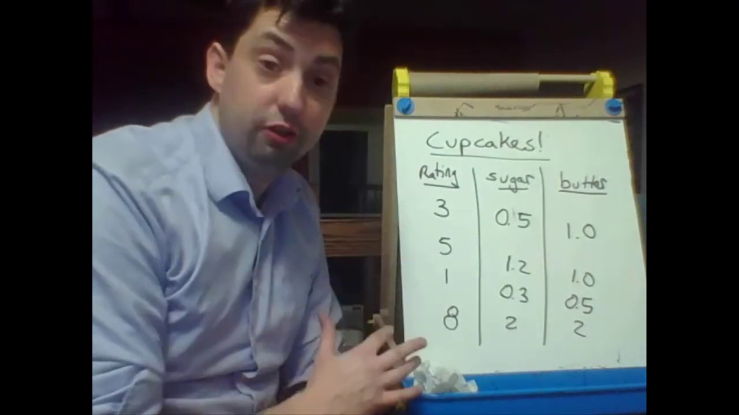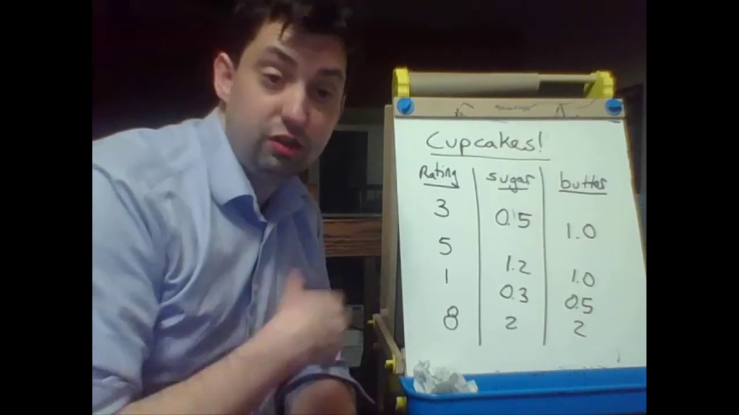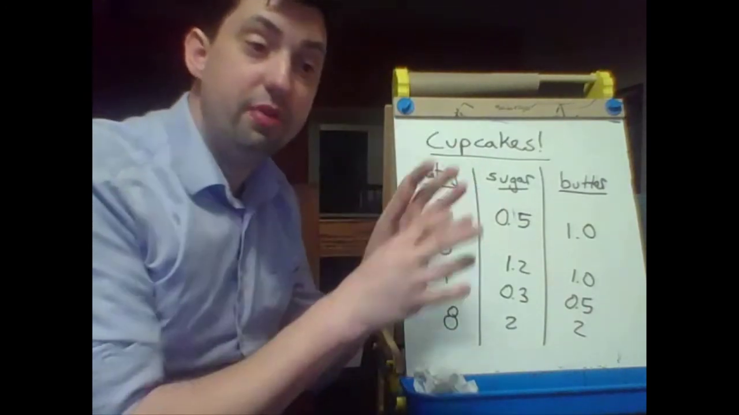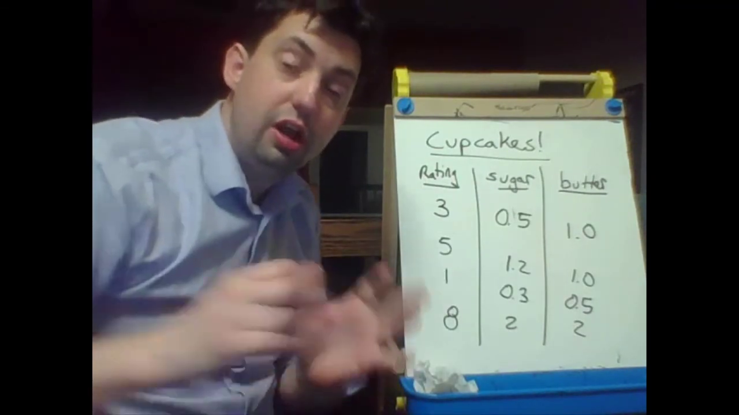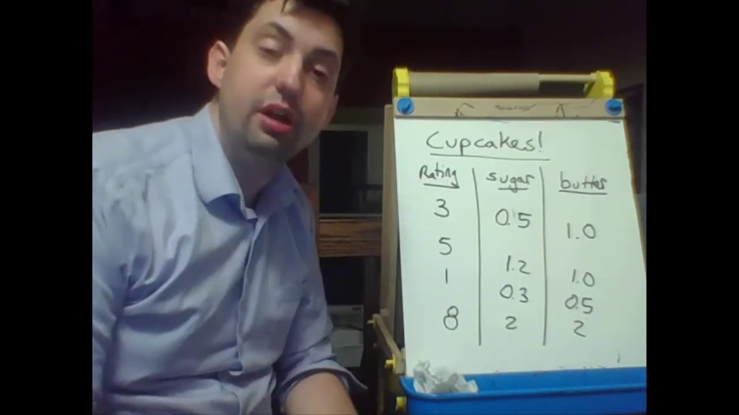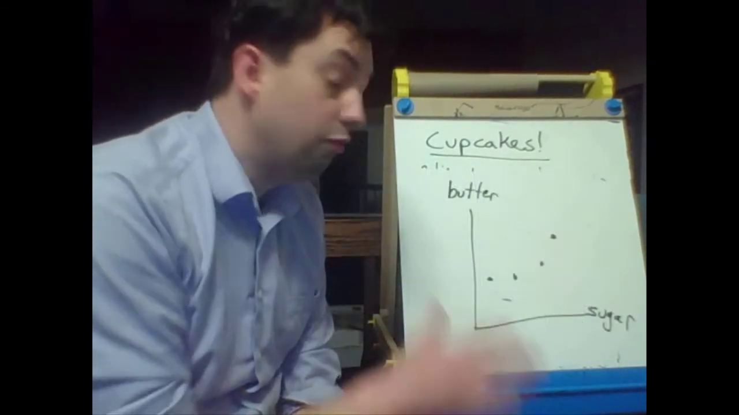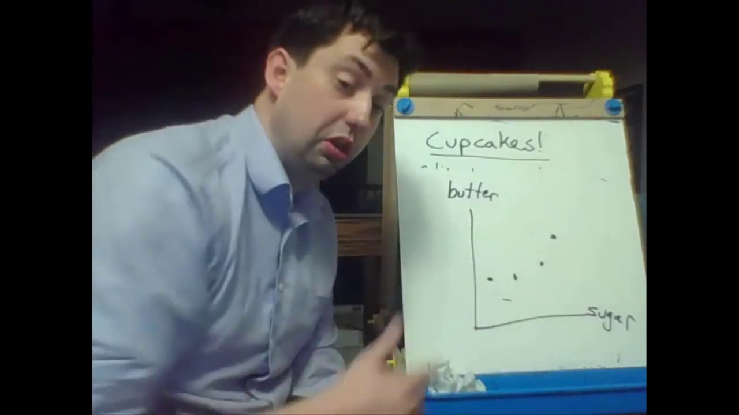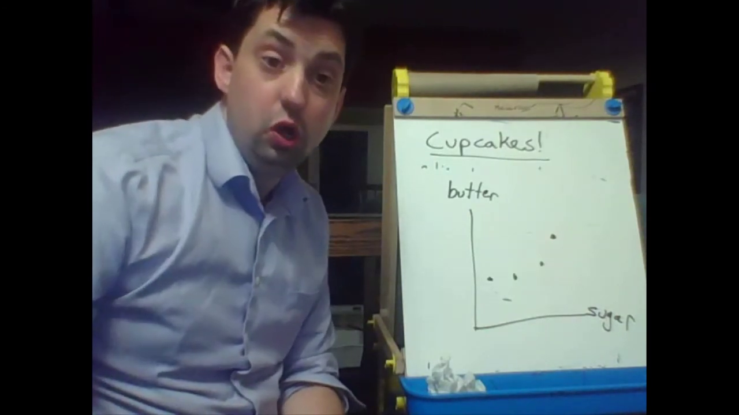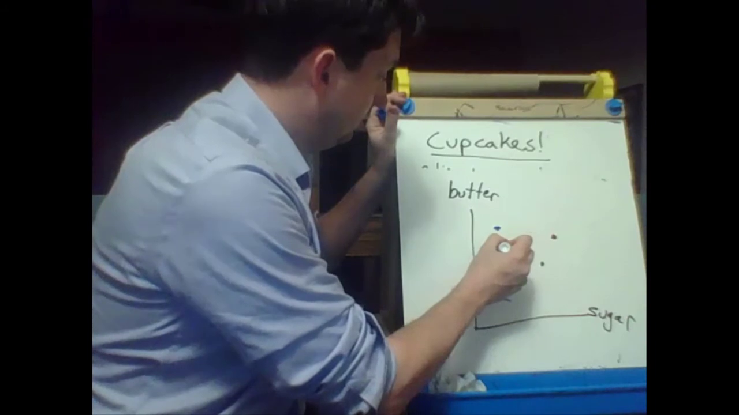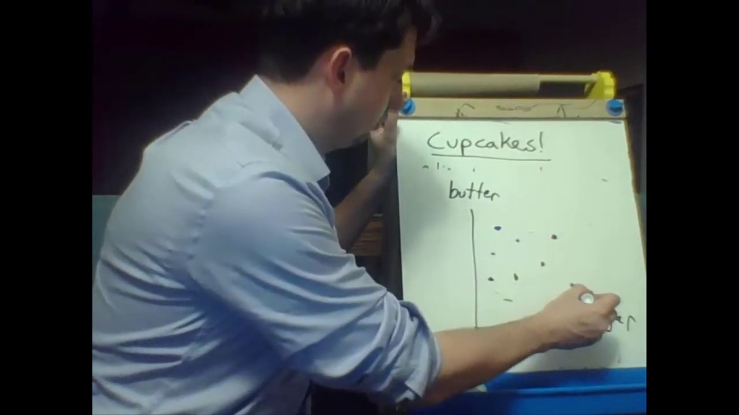In order to solve this problem, we would have to do something akin to a control, right? We would have to have some of them have lots of butter and little sugar, and some of them have lots of sugar and little butter, and then we can begin to tease out the effects. Right now, it's clearly highly correlated. We don't know. What we need are low sugar, high butters, high sugar, low butters.